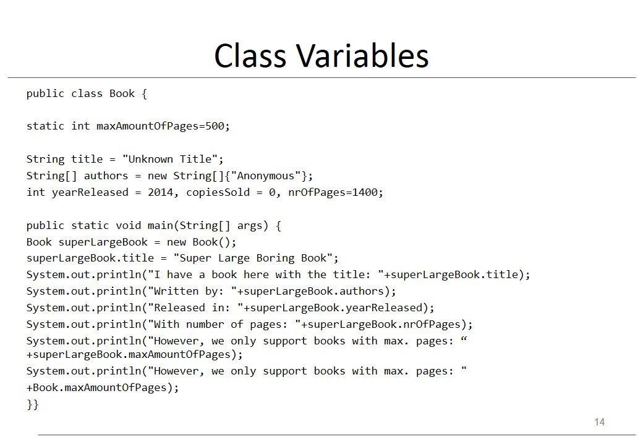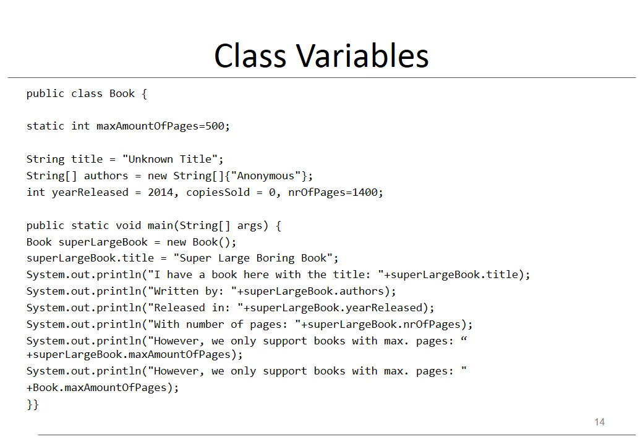Here you can see our Book class revisited. We now introduce the class variable maxAmountOfPages, which is initialized to 500. Class variables are defined by means of the keyword static, as you can see. The maxAmountOfPages variable now has the same value, 500, for every book object that you create.